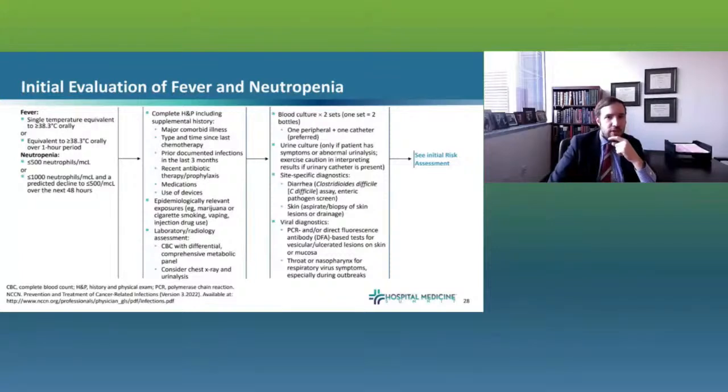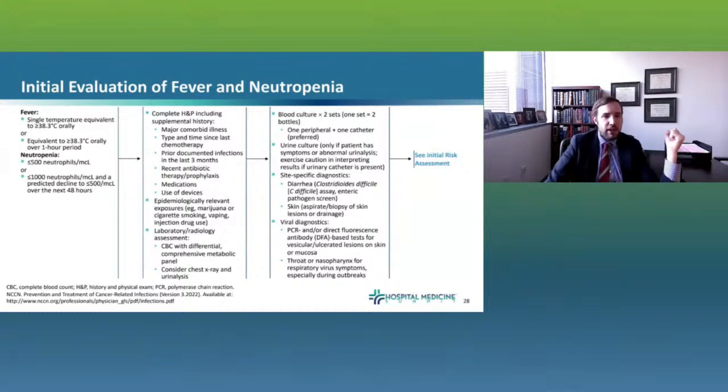So, initial evaluation for fever and neutropenia. I think this slide is bread and butter hospitalist stuff. We are all very good at this. It's one of the most common things that we do. But let's review this. For fever, a single temperature that's greater than 38.3 degrees centigrade. If anyone wants to write out their centigrade to Fahrenheit formula and tell me what that is in Fahrenheit, by all means, go for it. Or equivalent to 38.3 centigrade orally over a 1 hour period.